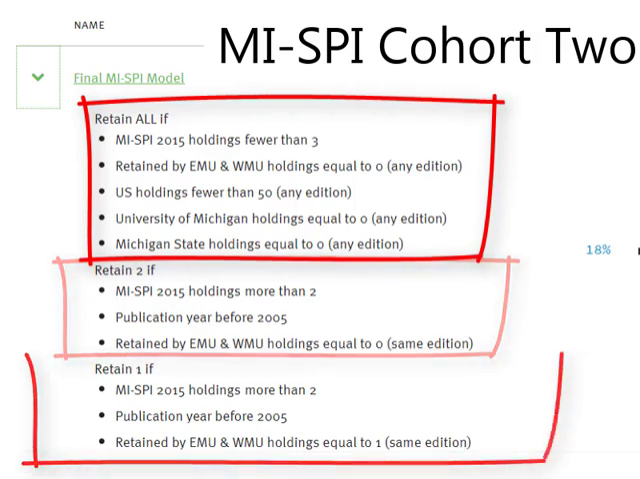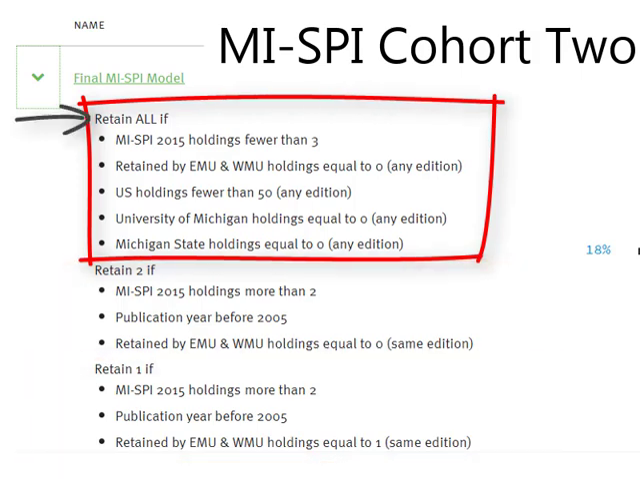This MI-SPI model has 3 rules. The first rule is to retain all holdings for titles that are scarcely held. The MI-SPI definition of scarcely held is any title held by fewer than 3 group participants, not retained by EMU or WMU, held by fewer than 50 U.S. libraries, and not held by the University of Michigan or by Michigan State.